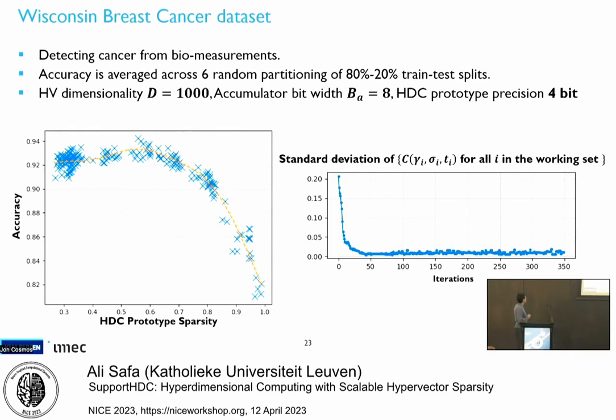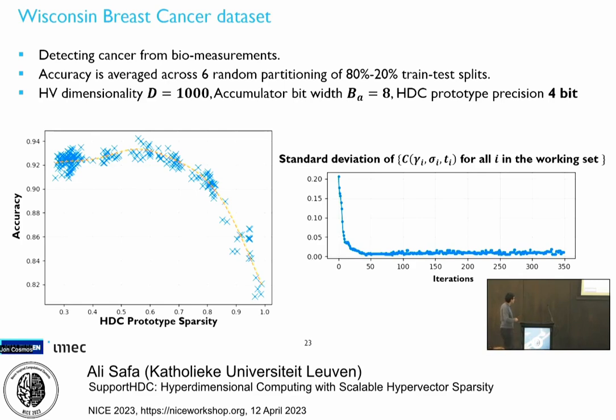As the dimensionality of the hypervectors, we use 1,000 here. And as the bit width of the accumulator, we choose 8-bit. And as the precision of the hypervectors, we use 4 bits. And what we get here is by sweeping our desired sparsity. So remember in the cost function, we could decide how much we want to penalize sparsity.